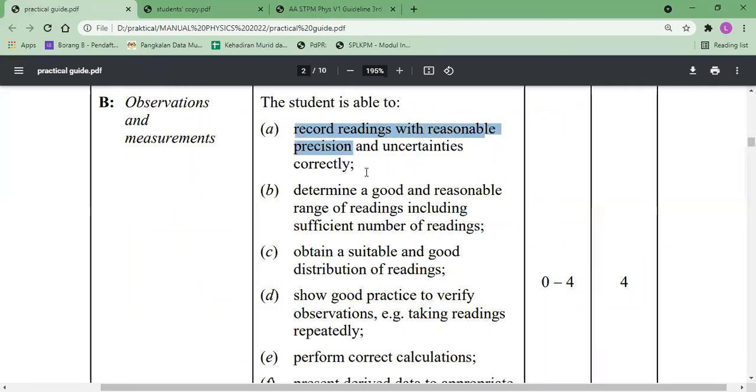How many decimal places? If you use the meter ruler, that's one decimal place with unit in cm. If you use the vernier caliper, that means two decimal places with unit of cm. If you use the micrometer screw gauge, that means two decimal places in unit of mm. Record reading with reasonable precision.